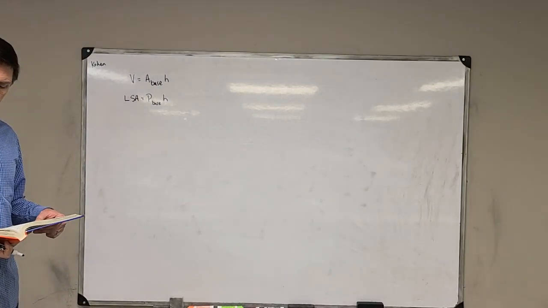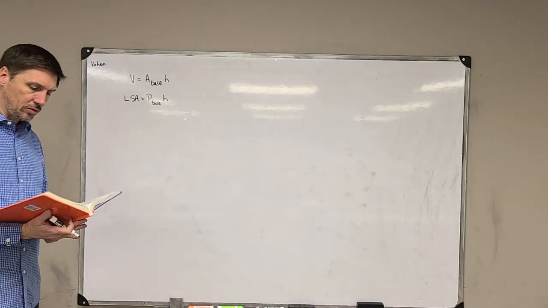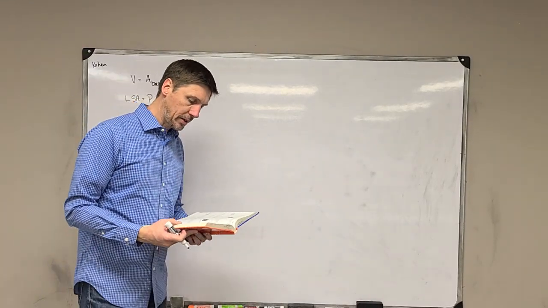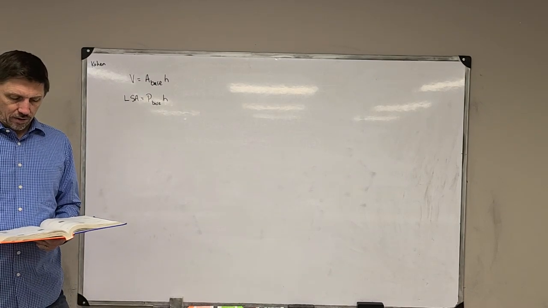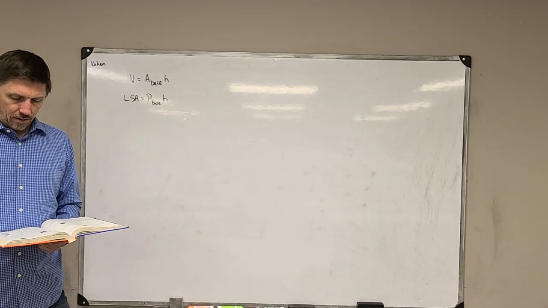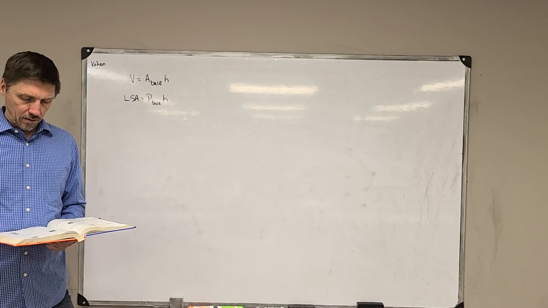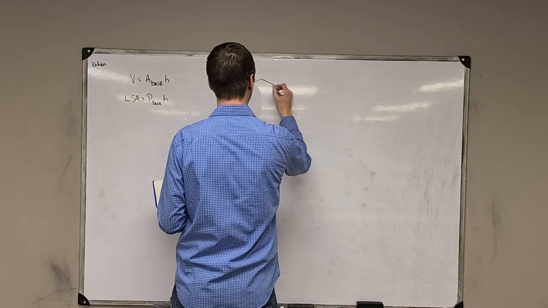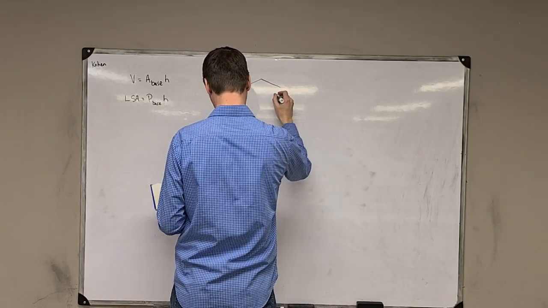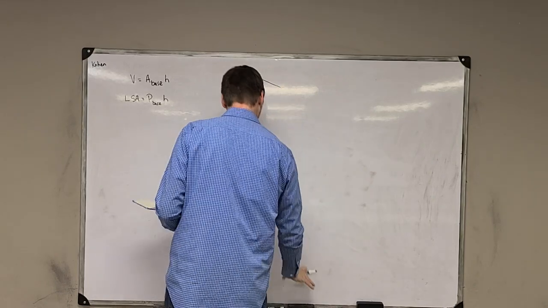So it says find the lateral surface area of this right prism whose bases are regular pentagons. Dimensions are in meters. Maybe I could do this one. Let's see if I can draw this one. Whoops, already messed up.